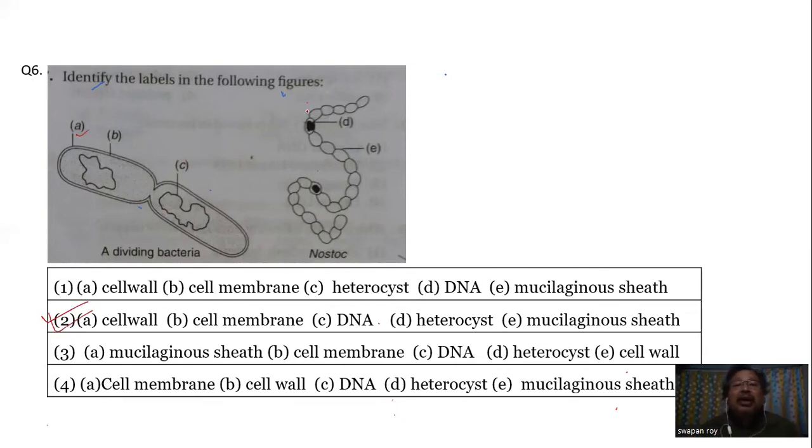D is the heterocyst. These are the special type of cells which are important for nitrogen fixation. This is found in some of the cyanobacteria or blue-green algae. E is the mucilaginous sheath. On the surface of the cyanobacteria, there is a mucilaginous layer which is very hygrophilic and retains water on their body surface. So all the cyanobacteria, the individual cells and their colonies, are surrounded by a mucilaginous sheath.